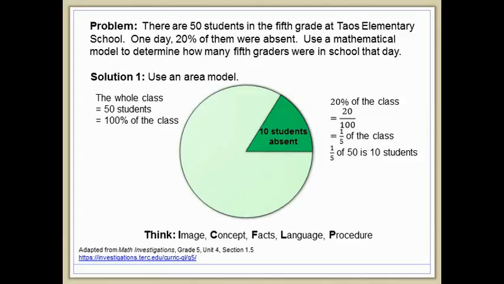Often students will stop at this point, but it's important to remind them about the question. The question is how many 5th graders were in school, and so they need to do the next step, which is to recognize that the students who are in school are the whole amount, 50 minus 10, and so 50 minus the 10 students who are absent leaves us 40 students who are present.